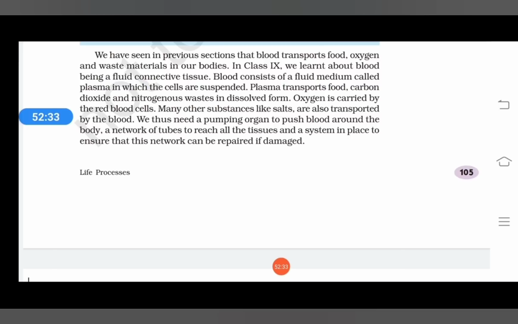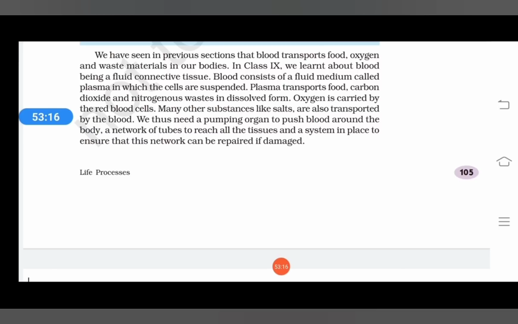So as I said, the food and other materials are to be transported all over the body. So here the RBC or red blood cells come into action. The blood contains plasma, which transports the food, carbon dioxide and nitrogenous waste in dissolved form.